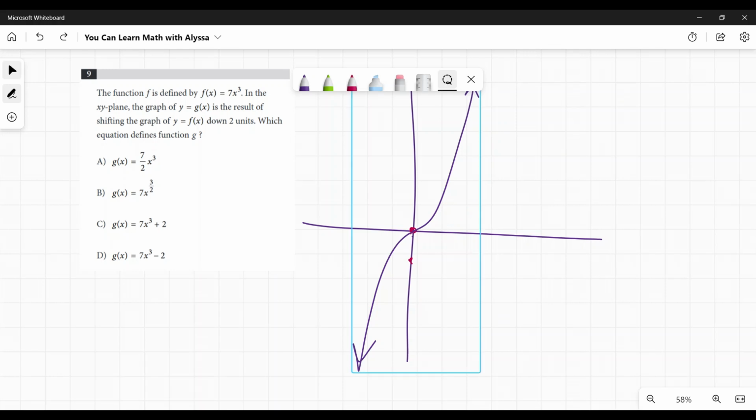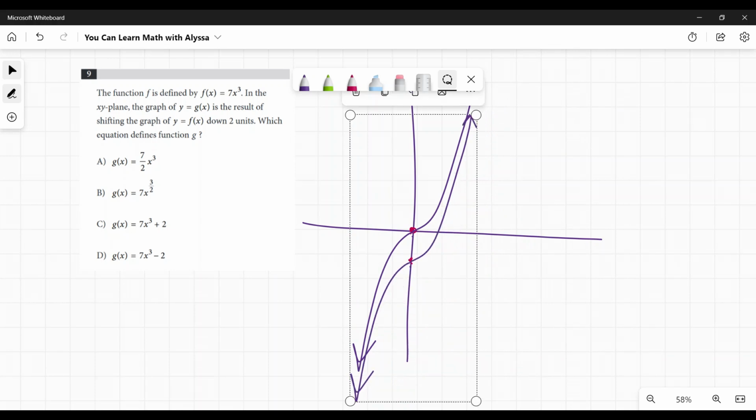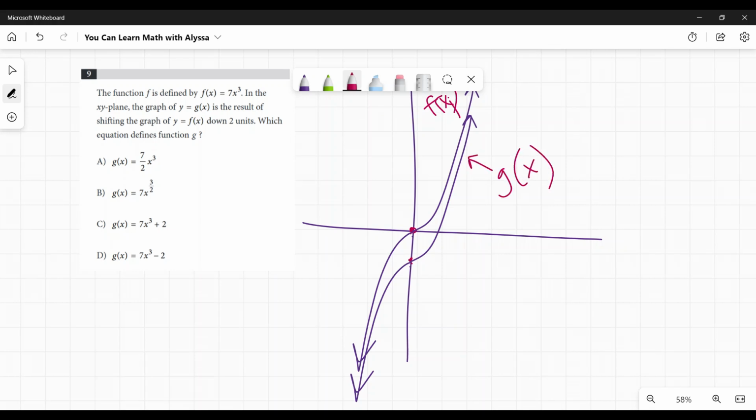Let me see if I can select that. Ooh, I can be all fancy. Look at me. All right. So there we have it. That would be g of x. So this top one is going to be f of x. And again, I'm not great at drawing these, and this one shifted down 2 would be g of x.